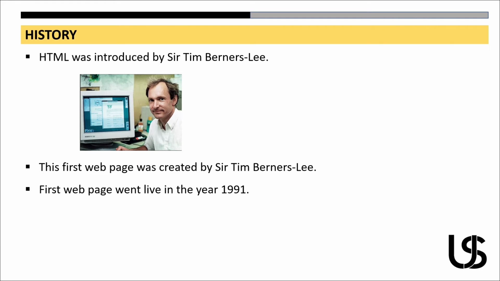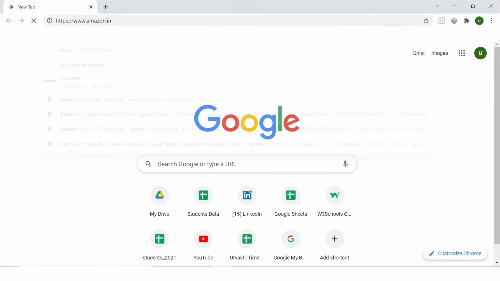So basically, this is how the very first web page used to look. From here you can evaluate how much front-end development has evolved, and it is just around 31 years older from now. Now let me pull up any website.